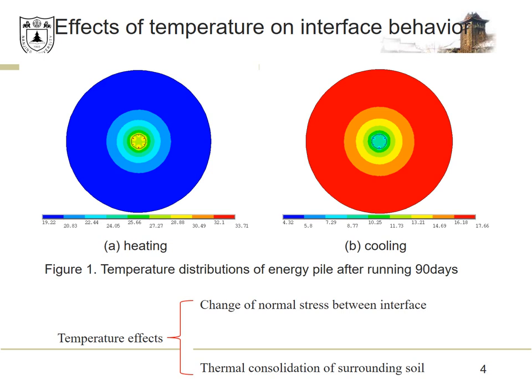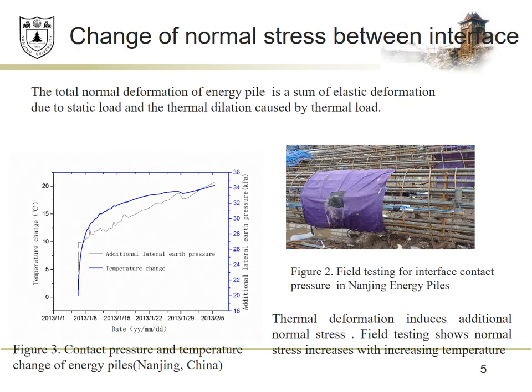The second temperature effect is the thermal consolidation of surrounding soil. The total axial deformation of an energy pile is the sum of elastic deformation due to mechanical load and thermal dilation caused by thermal load. The right picture is field testing of an energy pile in Nanjing, China. Interface contact pressure was obtained by load cell. The left picture is contact pressure and temperature. The results indicated the normal stress increases with the temperature.